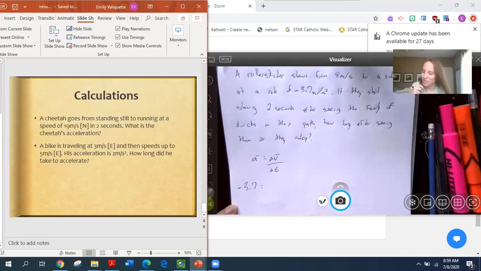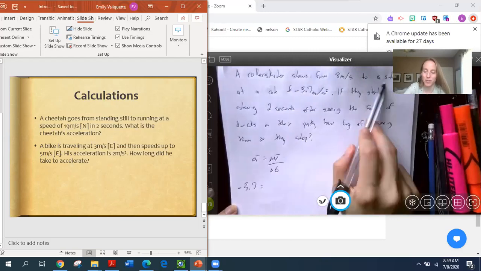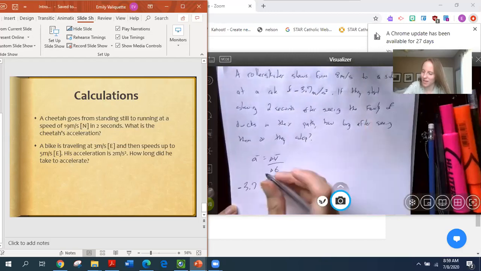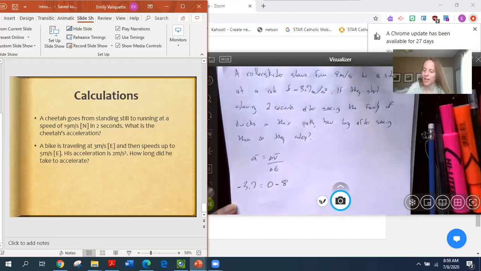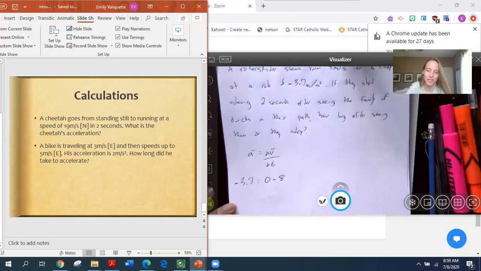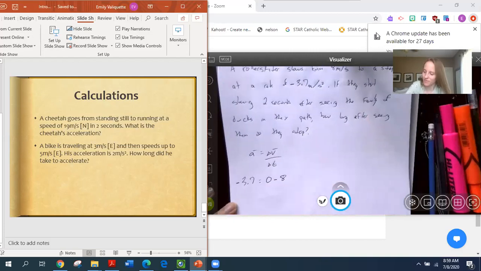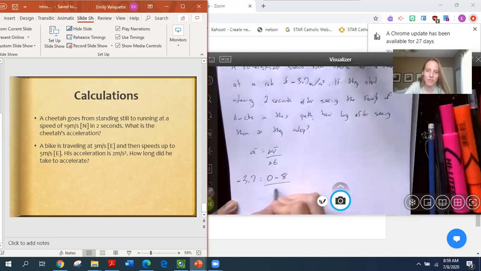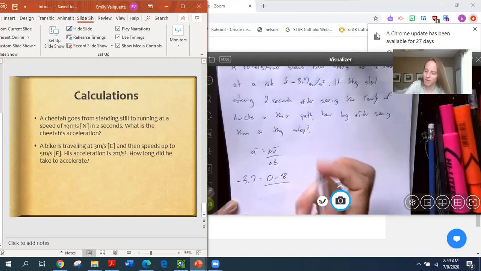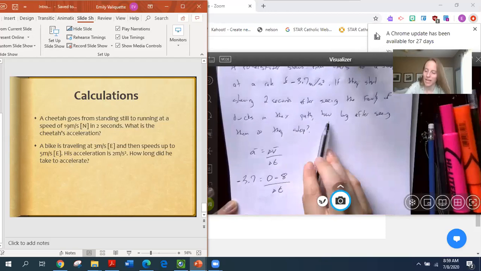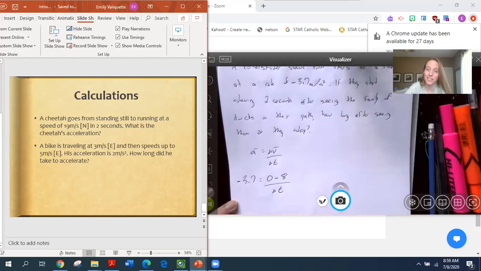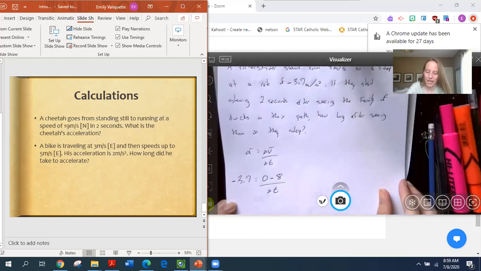And the reason it needs to be negative is because my final speed is 0 because it's a stop, and my initial speed is 8. So I have to do 0 minus 8, not 8 minus 0. That's going to be a negative number. That's what my answer is, a negative number. And then even though I am given the 2 seconds here, I'm just going to write my delta t because I am looking for time. And that'll just make this easier to deal with for the moment.